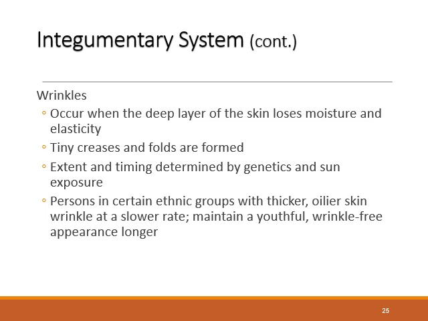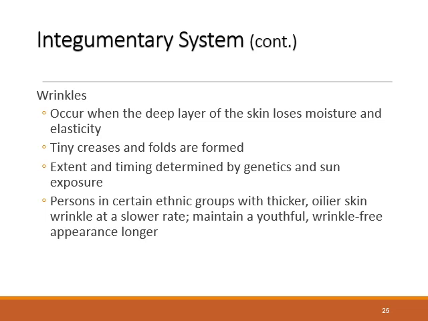Wrinkles occur, unless you get Botox or fillers, when the deep layer of the skin loses moisture and elasticity. Tiny creases and folds are formed. Extent and timing are determined by genetics and sun exposure. So speaking of sun, skin that's exposed to the sun most often, such as the face, hands, and back of the neck, wrinkles more quickly. So be sure to apply SPF sunscreen, and it should be greater than 30, even 50, they say now.